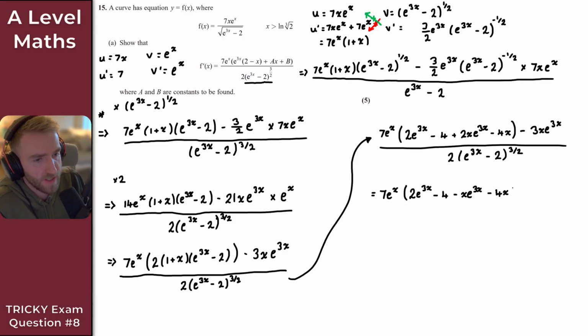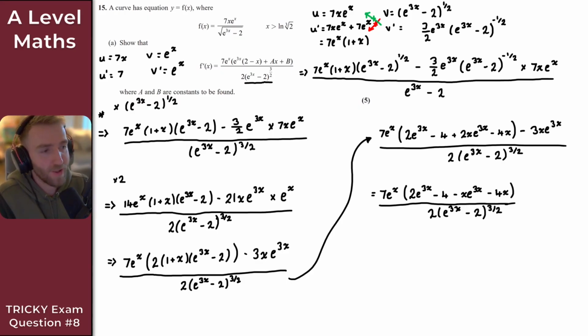So just leave that as it is. Close those brackets. And again, this is all over 2 bracket e to the 3x minus 2, all to the power of 3 over 2. Perfect. We're getting close now. We're nearly there. So to finish here, we need this form, right?